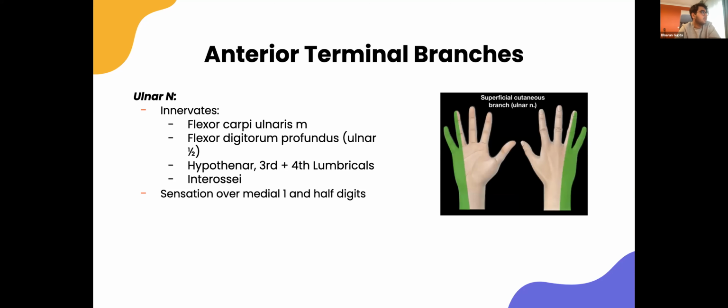And then the ulnar nerve, again, we can see it's on our medial side of the hand. So that's the first 1.5 digits, the hypothenar, and the third and fourth lumbricals.